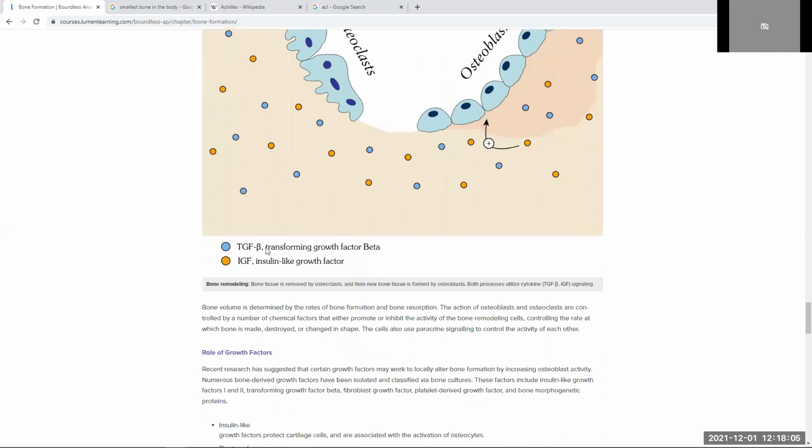All right, they're just talking about transforming growth factor beta, TGF beta, and IGF, insulin-like growth factors. These are just hormones which cause this to happen. These are proteins, right? TGF beta and IGF.